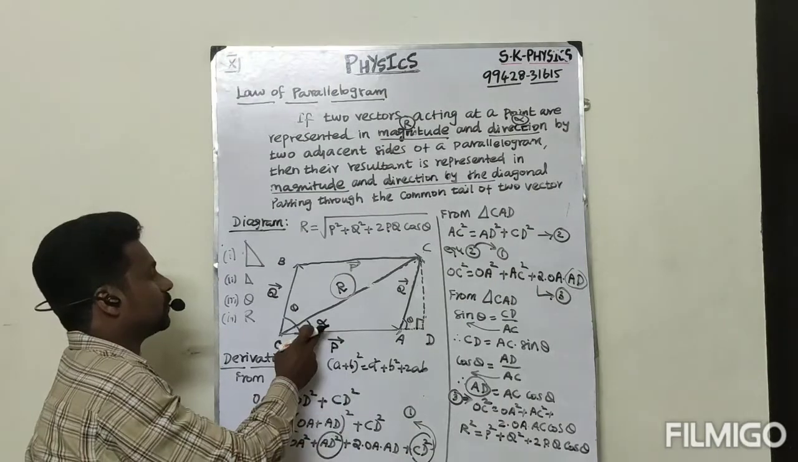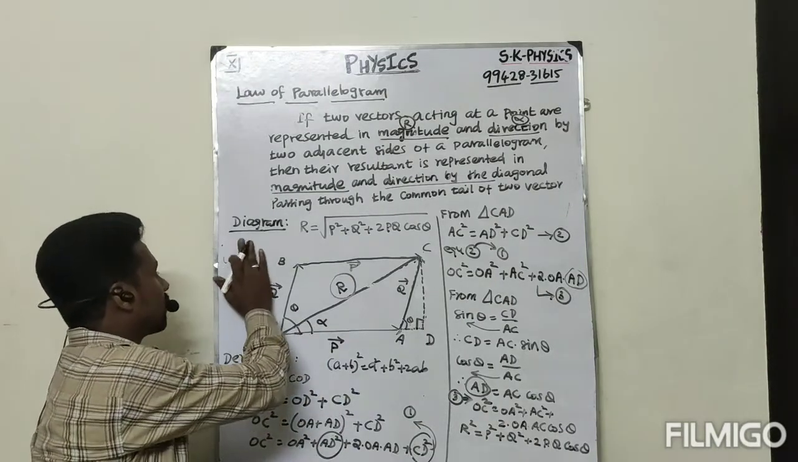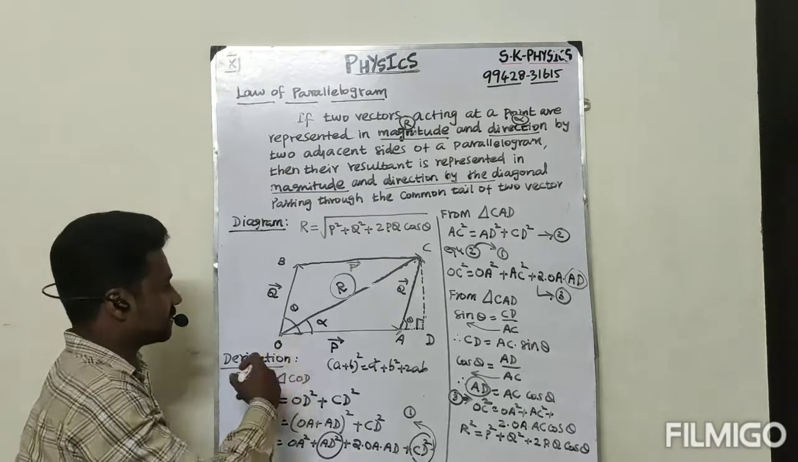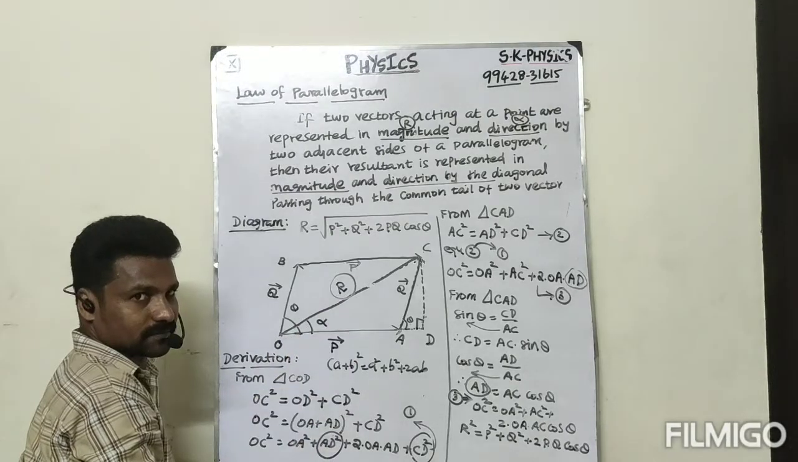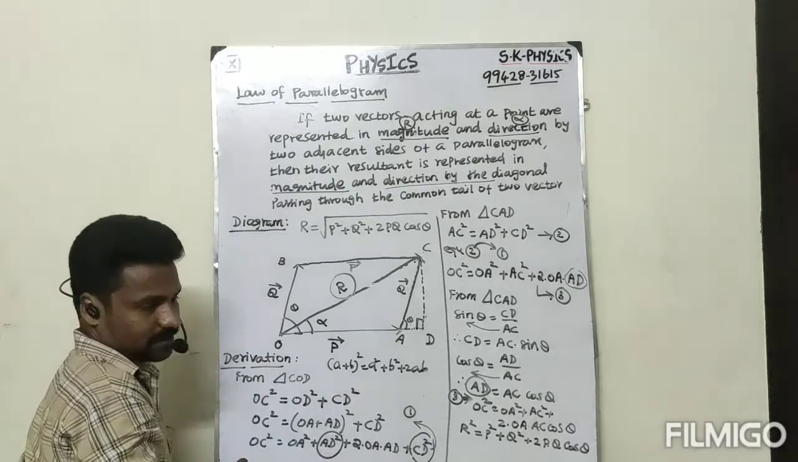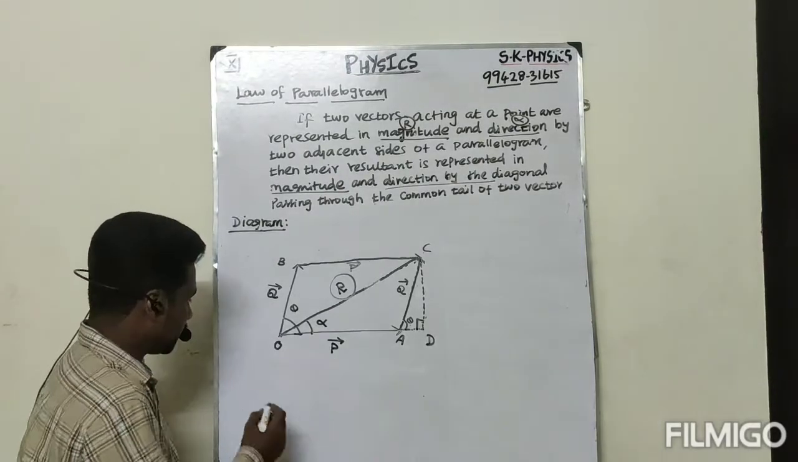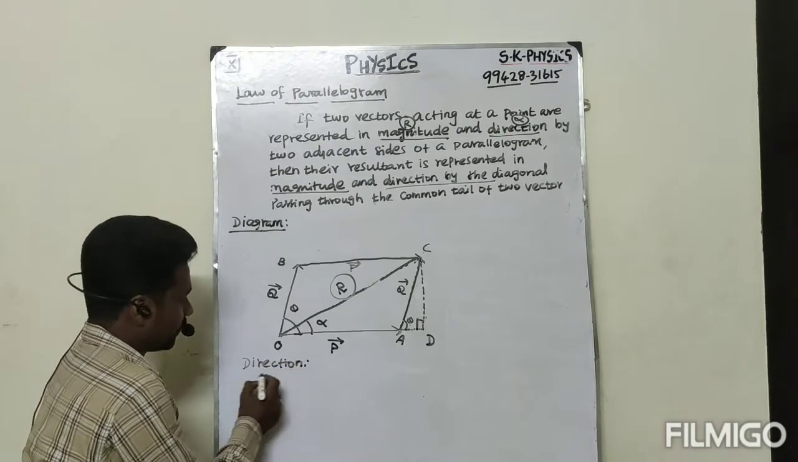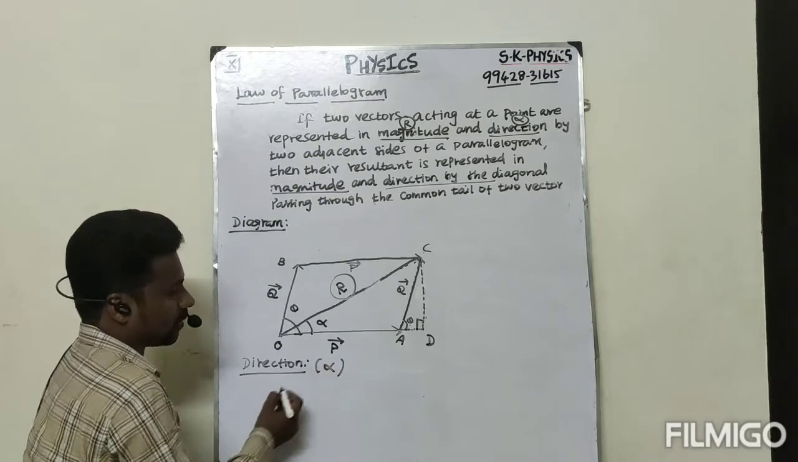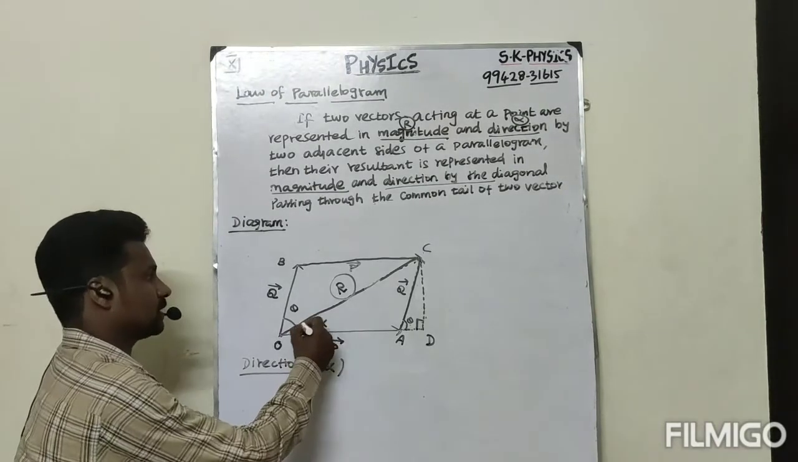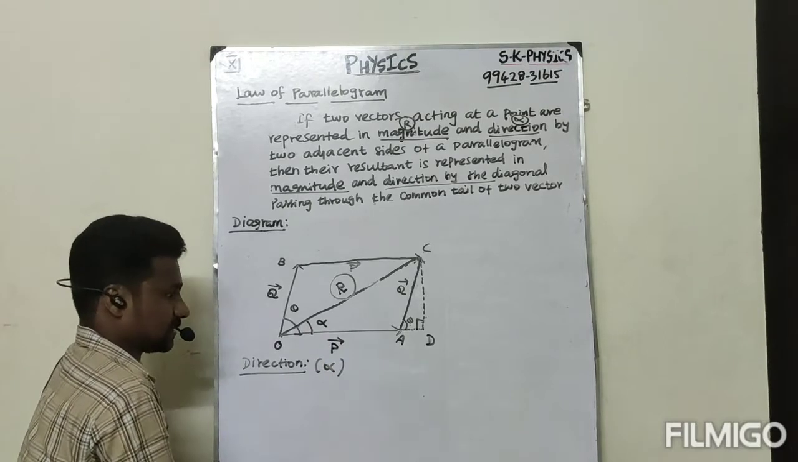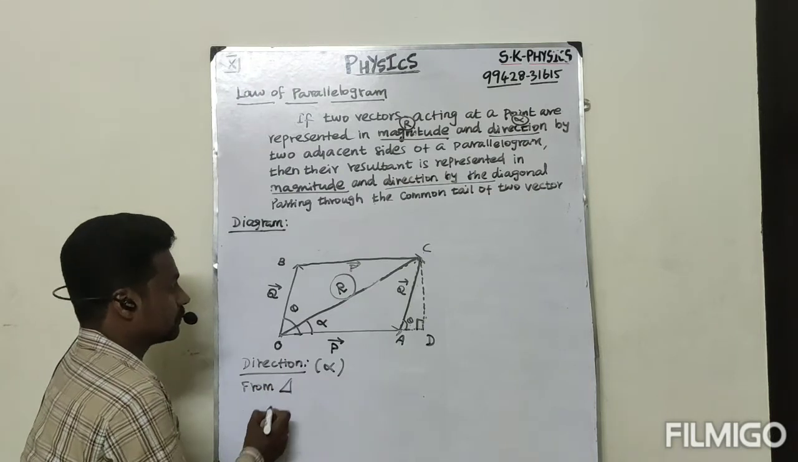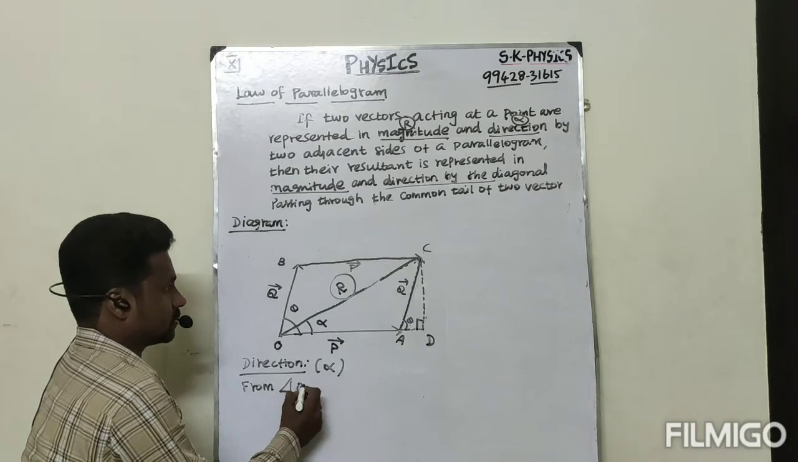Next we are going to find the direction, or otherwise we say the angle of the resultant. It is nothing but the alpha value. So you know very well here that angle. Let's consider a right triangle, that is the big triangle, COD.